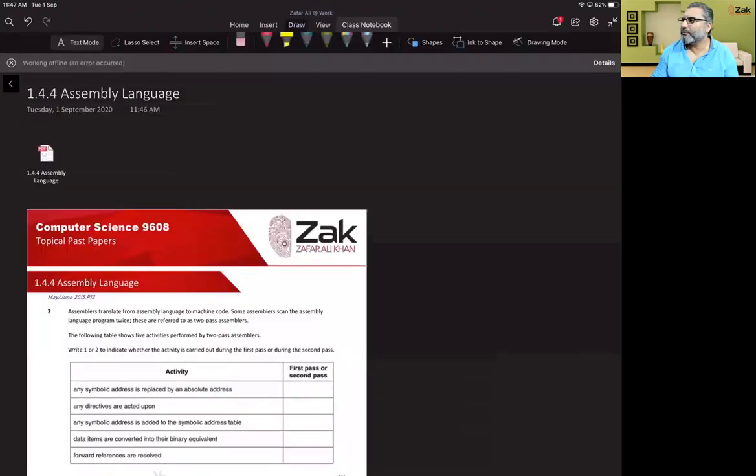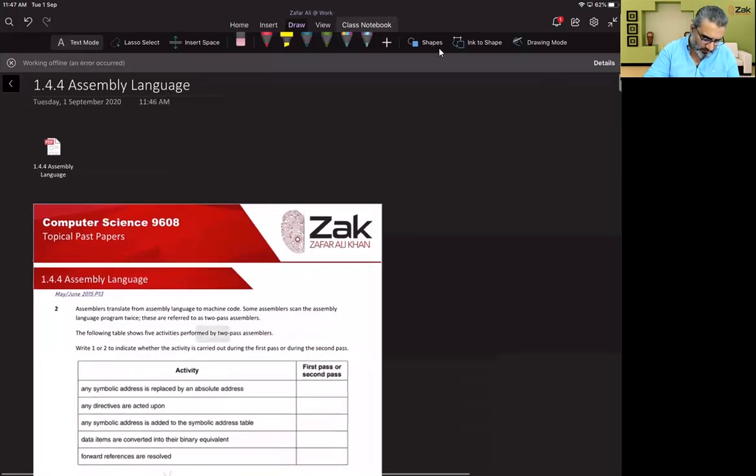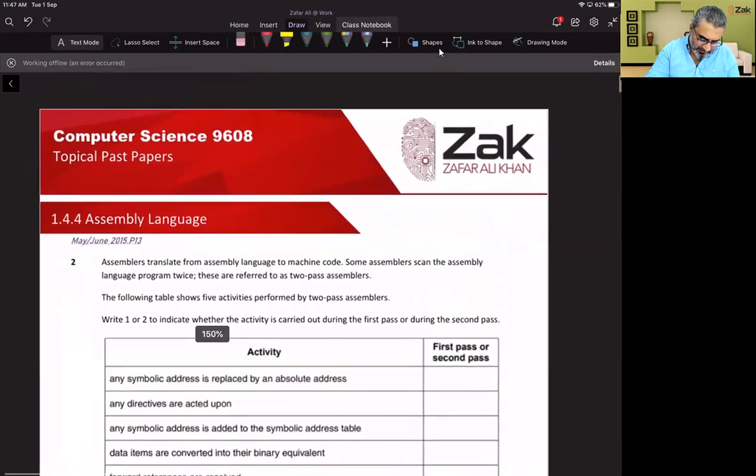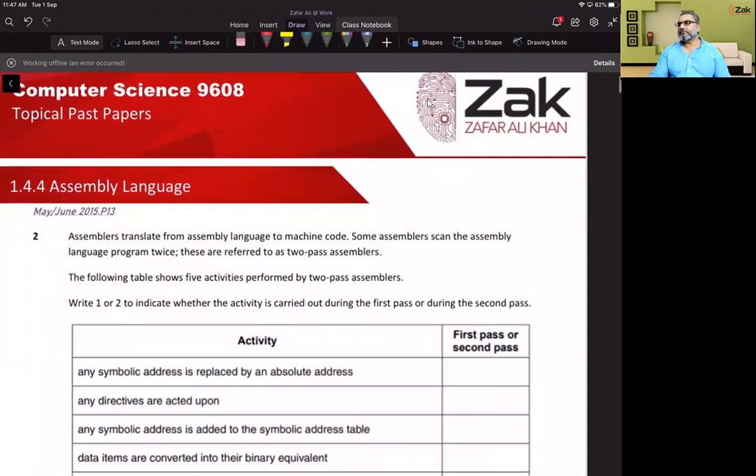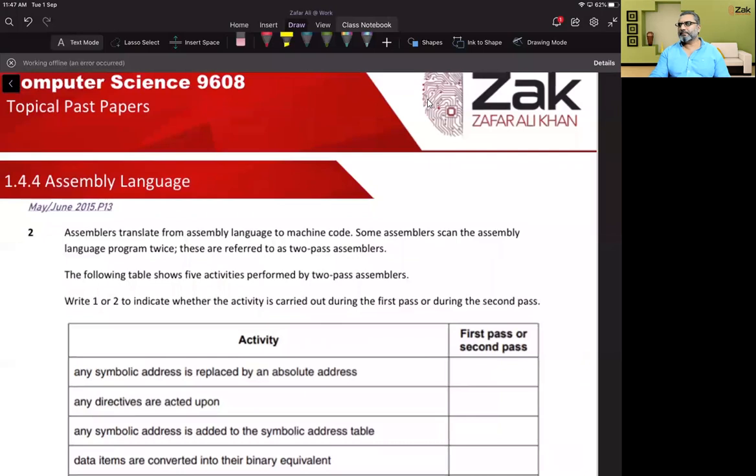1.4.4, the last part, assembly language. Assemblers translate from assembly language to machine code. Some assemblers scan the assembly language program twice. They are therefore referred to as two-pass assemblers.